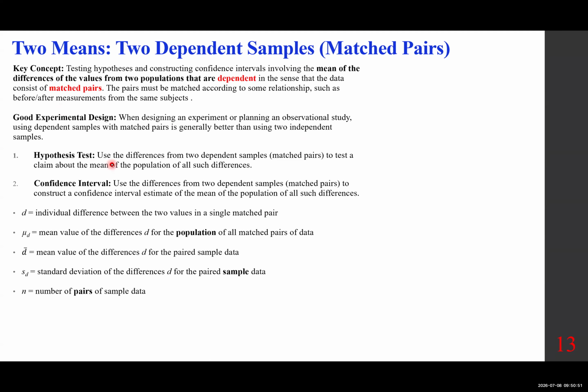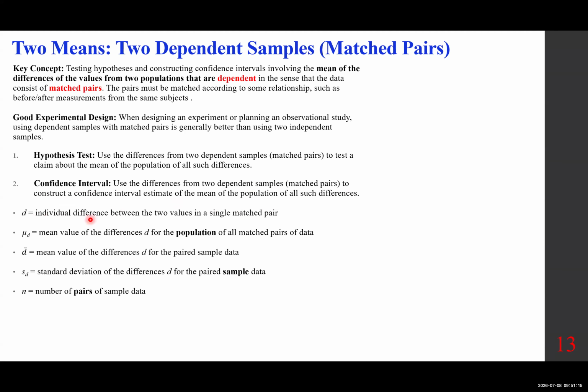Hypothesis test. Use the differences from two dependent samples, matched pairs, to test the claim about the mean of the population of all such differences. So it becomes the mean D bar. Confidence interval. Use the differences from two dependent samples, matched pairs, to construct the interval estimate of the mean of the population of all such differences.